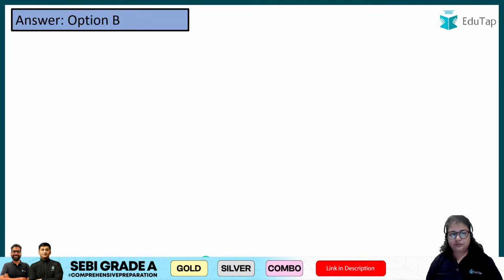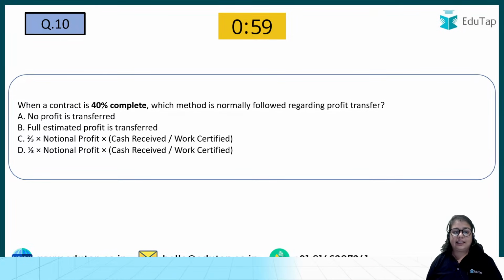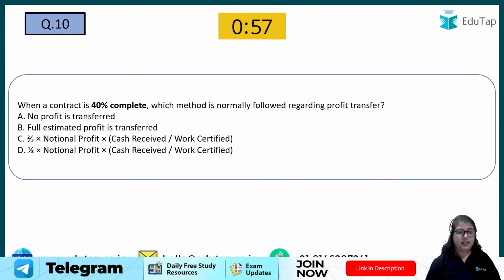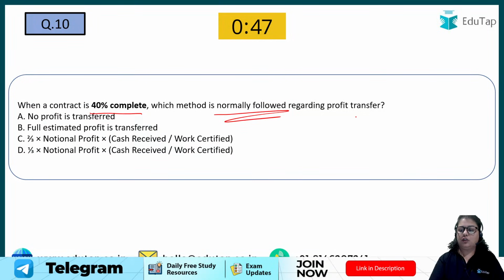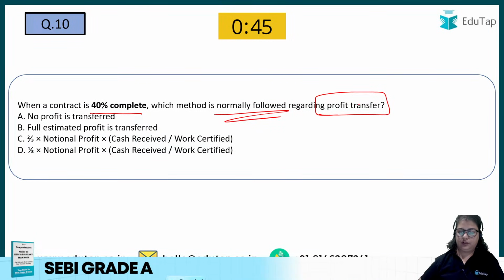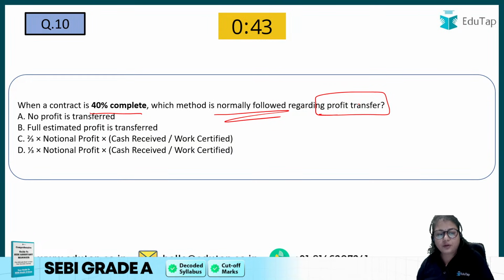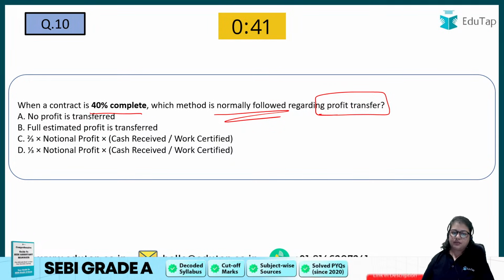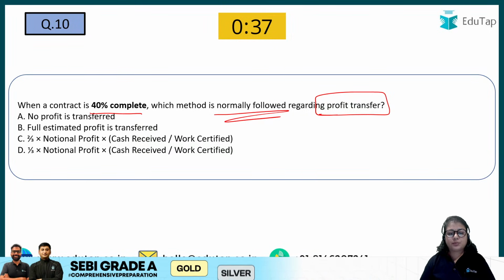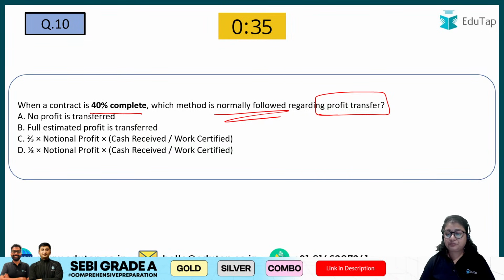Now going to the 10th question, this is very important. I expect these kinds of questions to come in SEBI. When a contract is 40% complete, which method is normally followed regarding the profit transfer? Okay, now what is profit transfer? Why do we have to transfer some amount? Where do we have to transfer it? So, what is profit transfer basically?